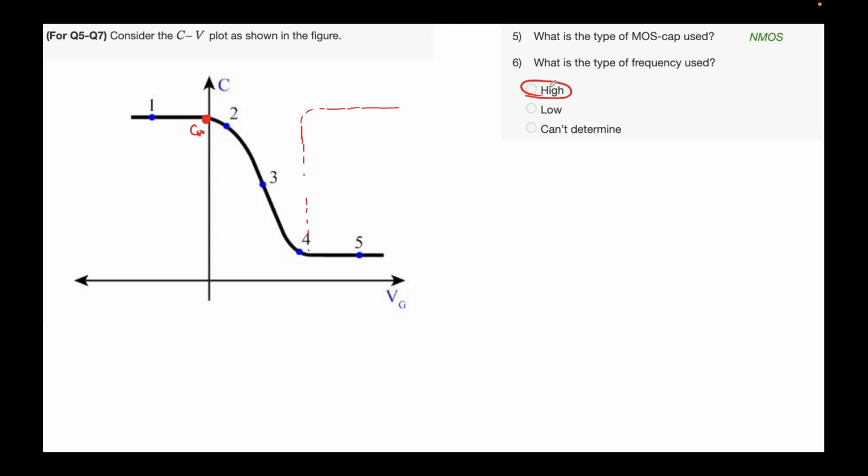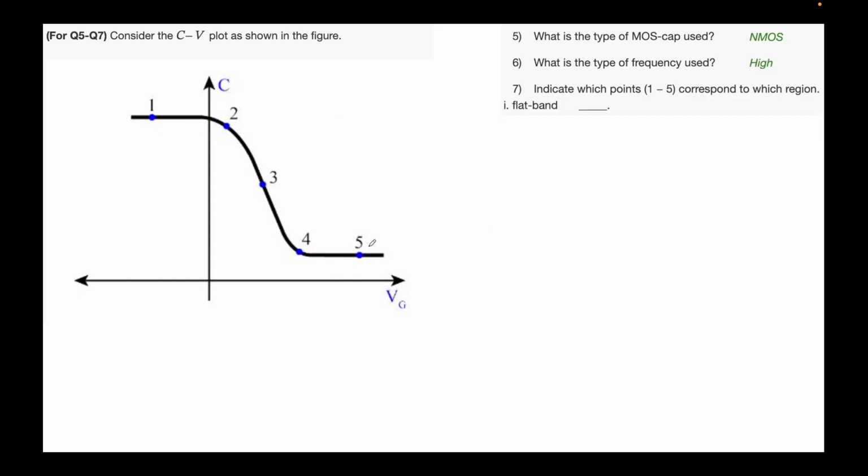The reason was that the frequency is switching so fast that the electrons do not have time to come to the oxide semiconductor interface itself. Hence the only charge modulation that can happen is contributed by the depletion width, which changes very slowly. Hence you see a near flat line over here.